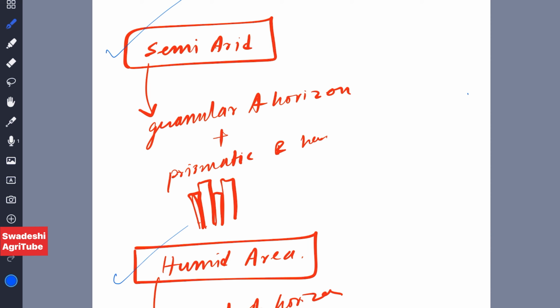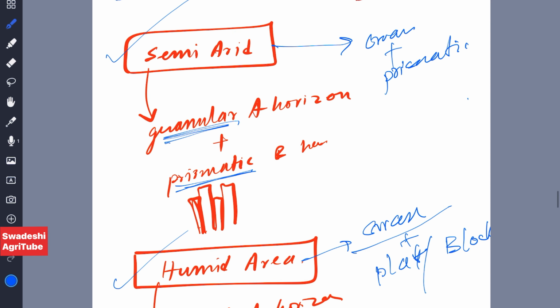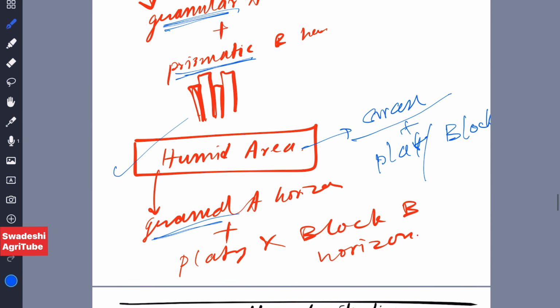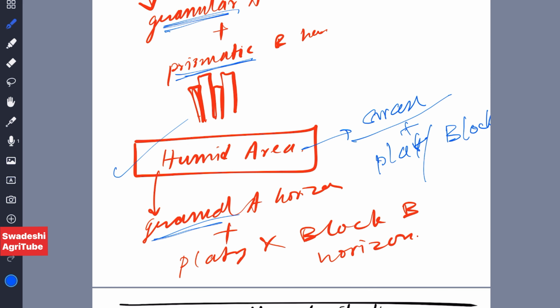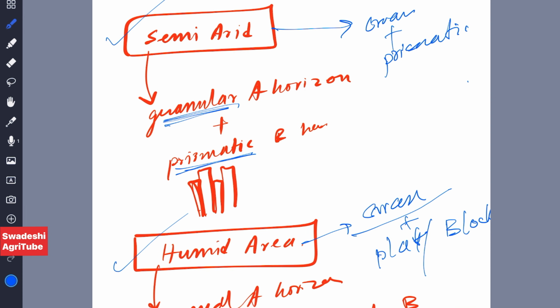Okay, in case of semi-arid region, there will be the presence of the granular structure and prismatic structure. So in case of semi-arid, we will find the granular plus prismatic structure. But in case of humid area, you can find the granular plus platy or block. That means in case of semi-arid region, there will be no platy and block, only prismatic, but in humid region there will be more platy and block like structure. But in case of both regions, granular structure will be present because those are present in the A horizon.